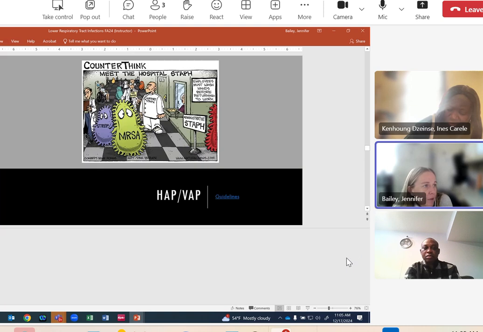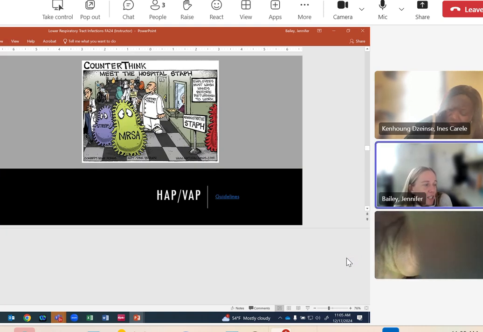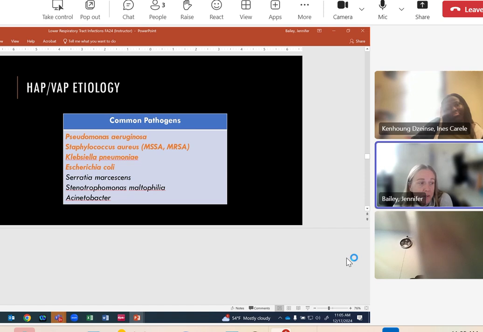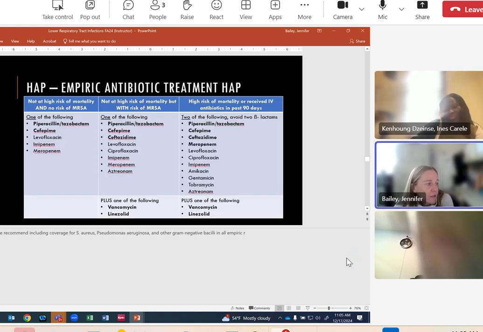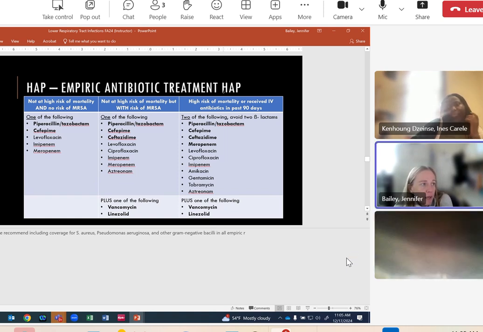Okay, so HAP and VAP. The difference here is that when you acquire the bug in the hospital, the bugs that live in hospitals are very different than the bugs that live in the environment outside or in the community. So these are the most common pathogens that cause hospital-acquired pneumonia. And so these are going to be the bugs that our empiric regimens need to treat. And so this is the treatment table here for patients with hospital-acquired pneumonia.